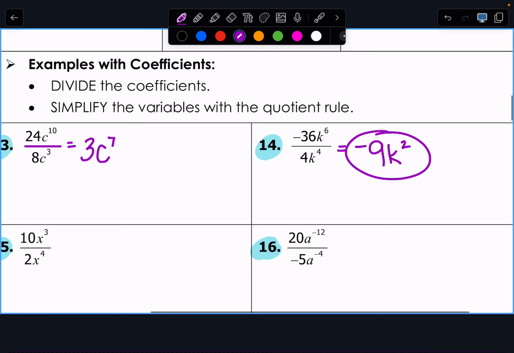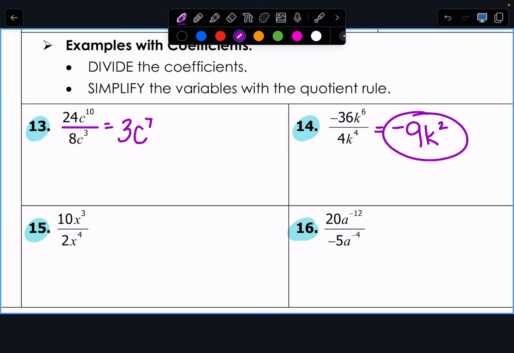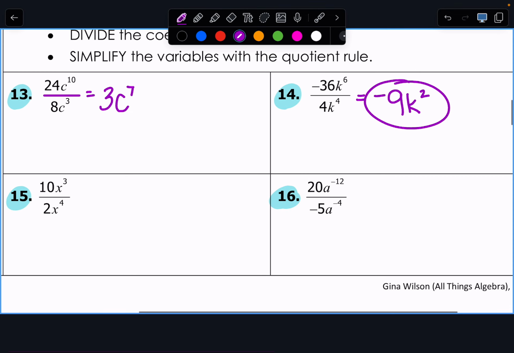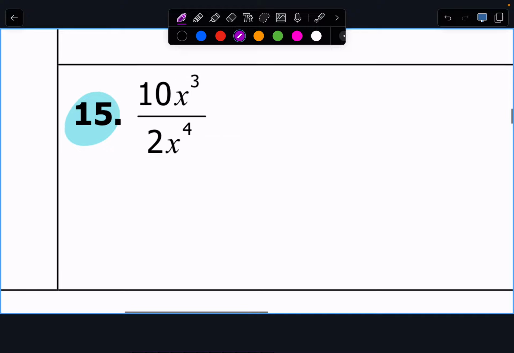Wait, so then would that make that negative 81? No, because the 2, the square, is only with the k. That square is with the k, not the 9. Oh, okay. All right, how about here for 15?